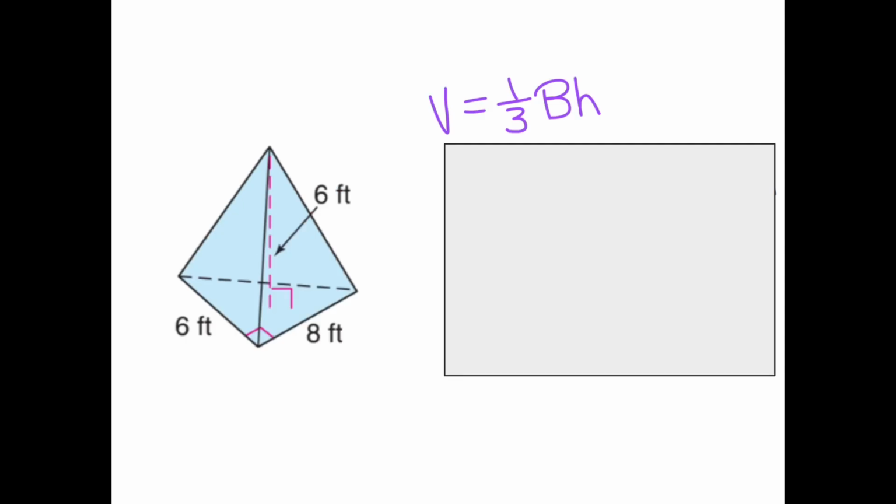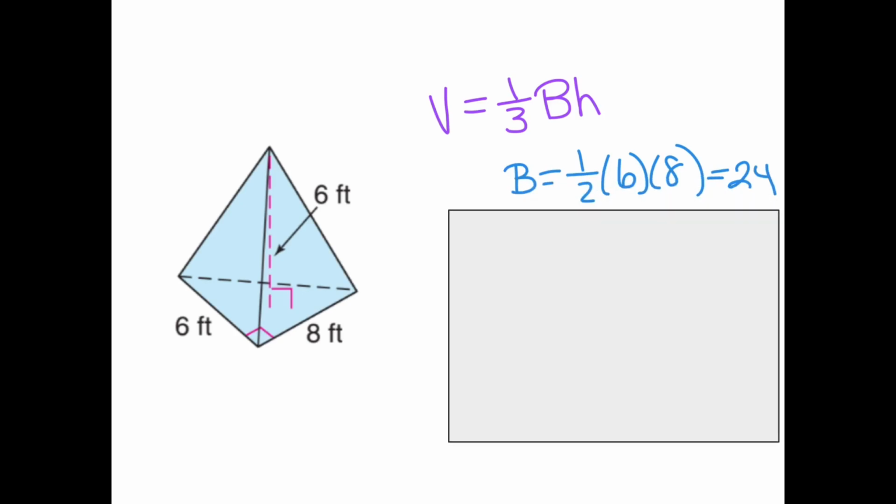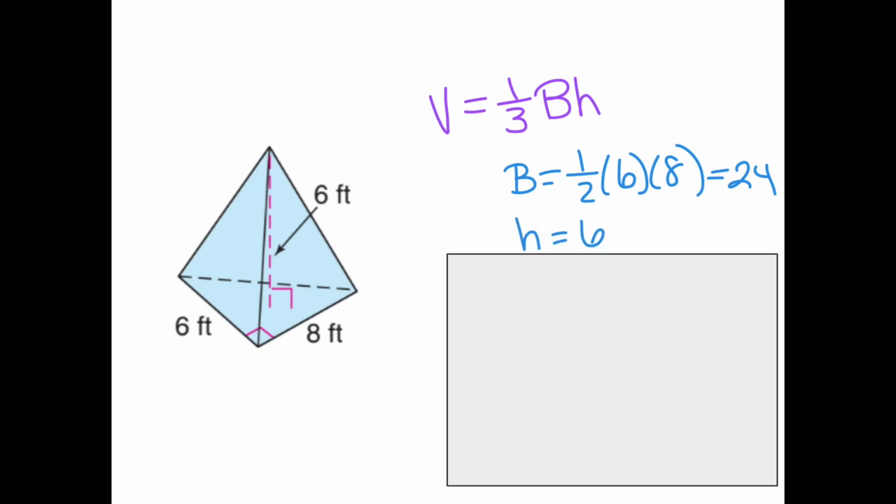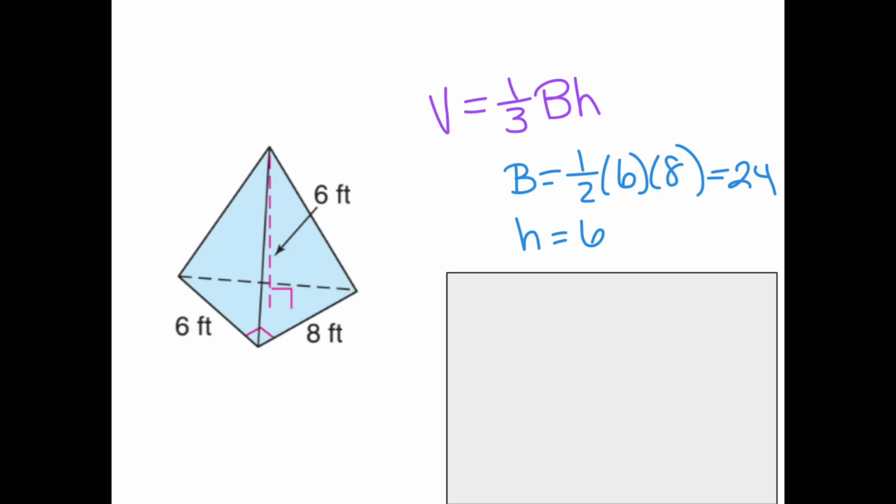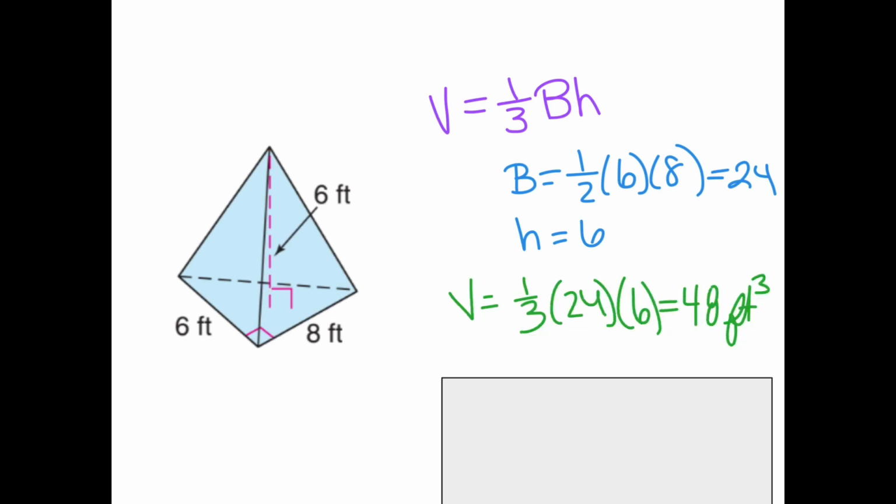So the volume formula for a pyramid is 1/3 area of the base times the height. The area of the base is a triangle, so the formula for area of the base of a triangle is 1/2 base times height. So 1/2 times 6 times 8, or 8 times 6, whichever one works for you. And so that ends up equaling 24. The height of the pyramid itself is 6. That's what this H stands for, the height of the pyramid. So plugging that into the formula, 1/3 times 24 times 6 ends up being 48. It is volume, so your units should be feet cubed.